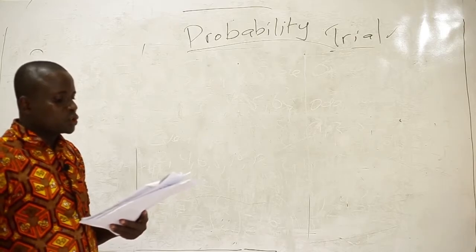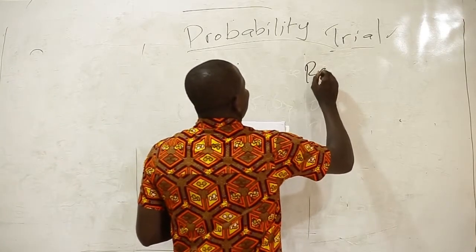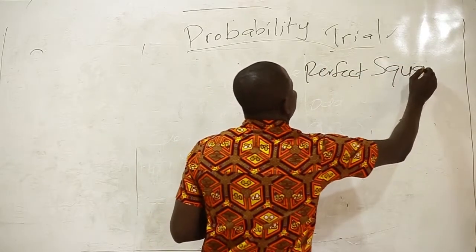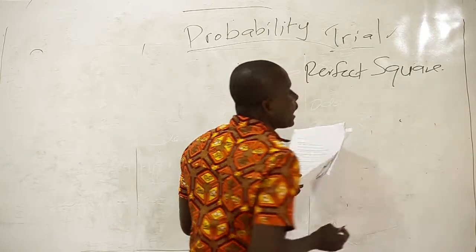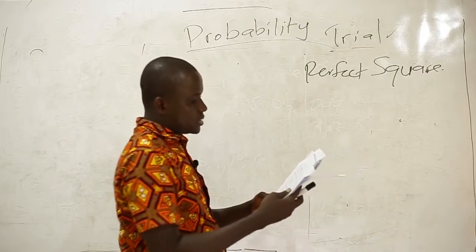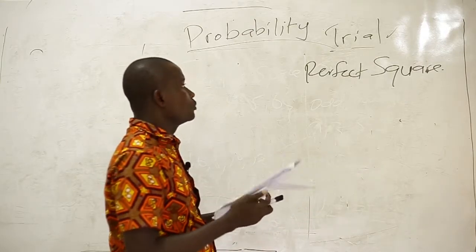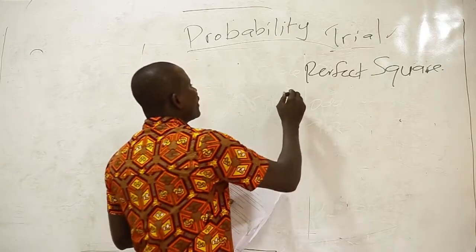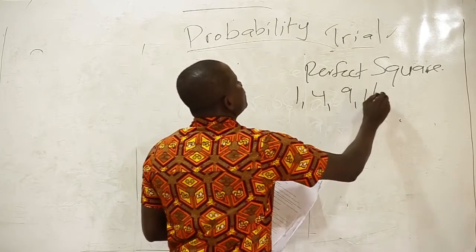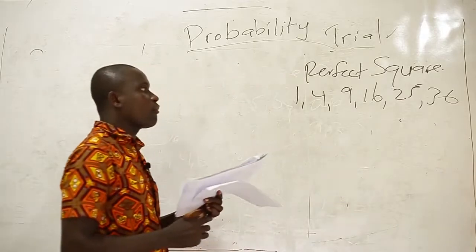Is that okay? So we talk about perfect squares. What are perfect squares? Perfect squares are numbers with perfect square root. For example, perfect squares are 1, 4, 9, 16, 25, 36, and so on and so forth.